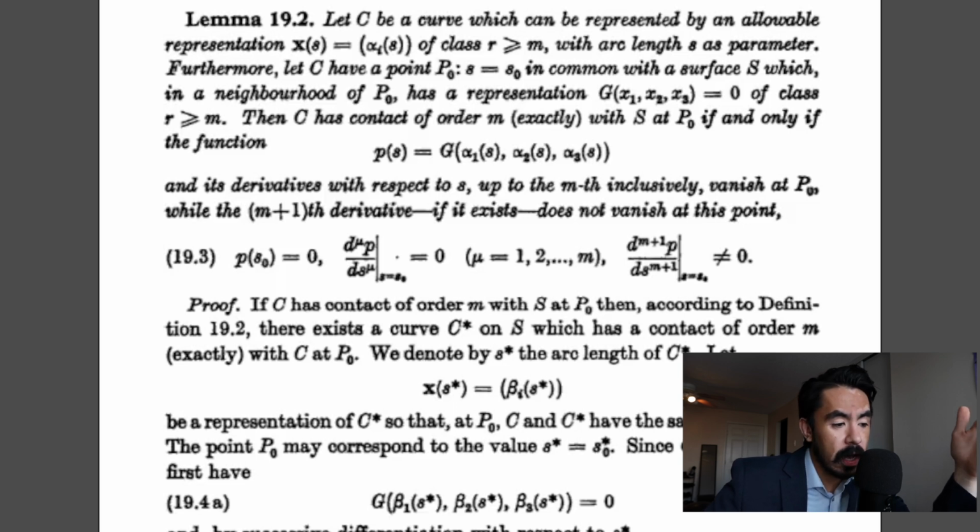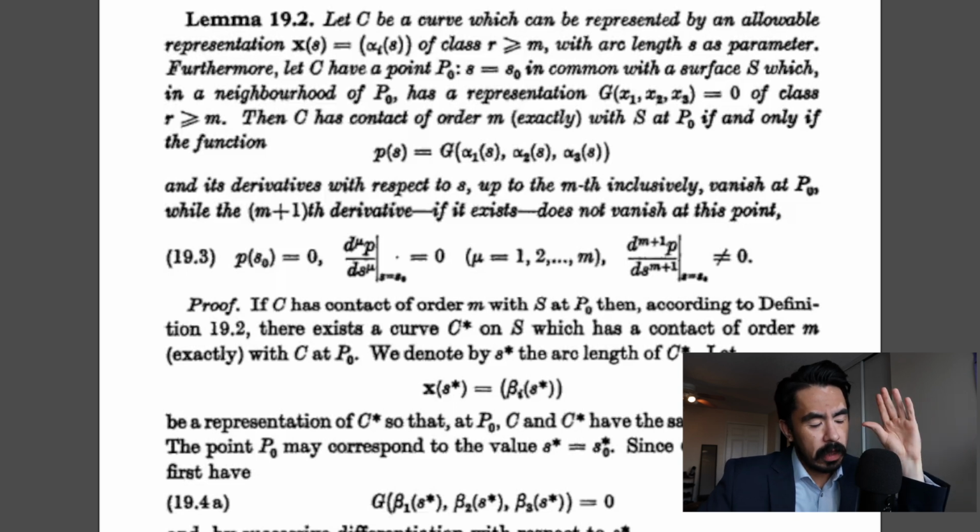That is, p of s naught equals 0, the mu-th derivative with respect to arc length s of p evaluated at s equals s naught is equal to 0, where mu can be first, second, etc. through mth derivatives. Correspondingly, the m plus 1th derivative in terms of s of p evaluated at s naught is non-zero. So derivatives up to m are 0, and the m plus 1th is not 0.